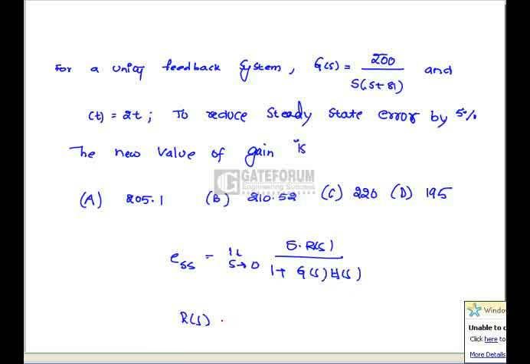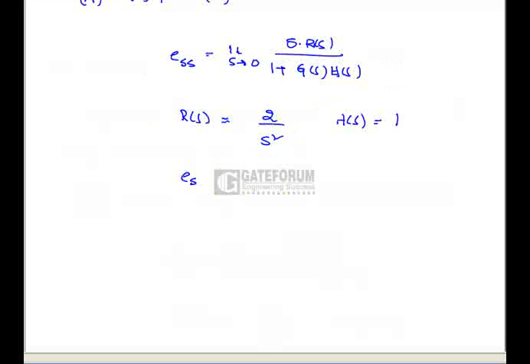Here R(s) equals 2/s², which is the Laplace transform of 2t. H(s) equals 1. So e_ss equals 2 divided by 1 plus limit s tends to 0 of s G(s). This is 0, so this one is 2 by Kv.